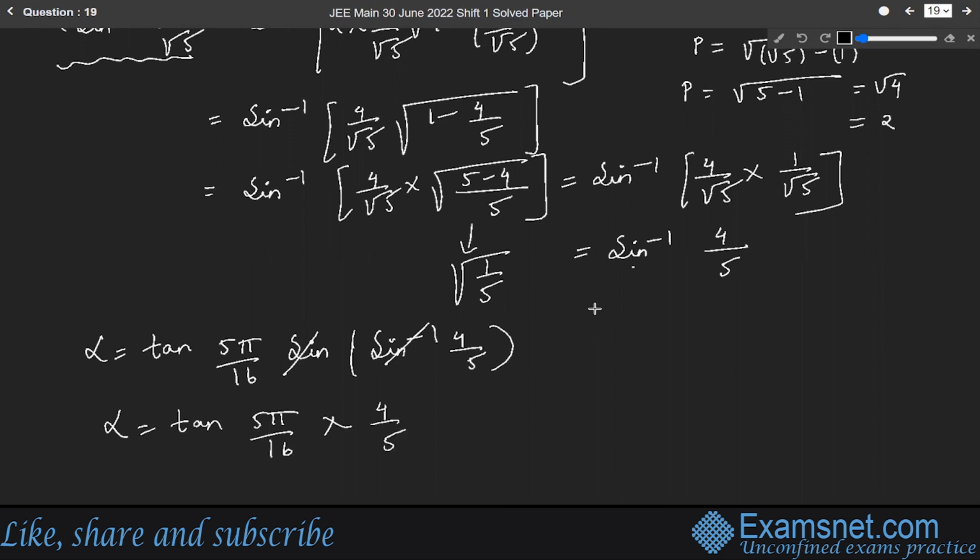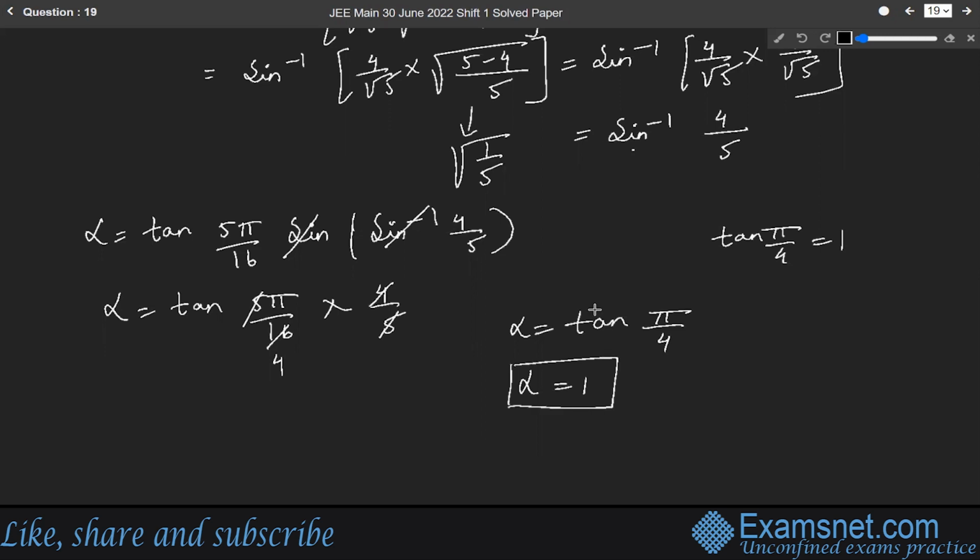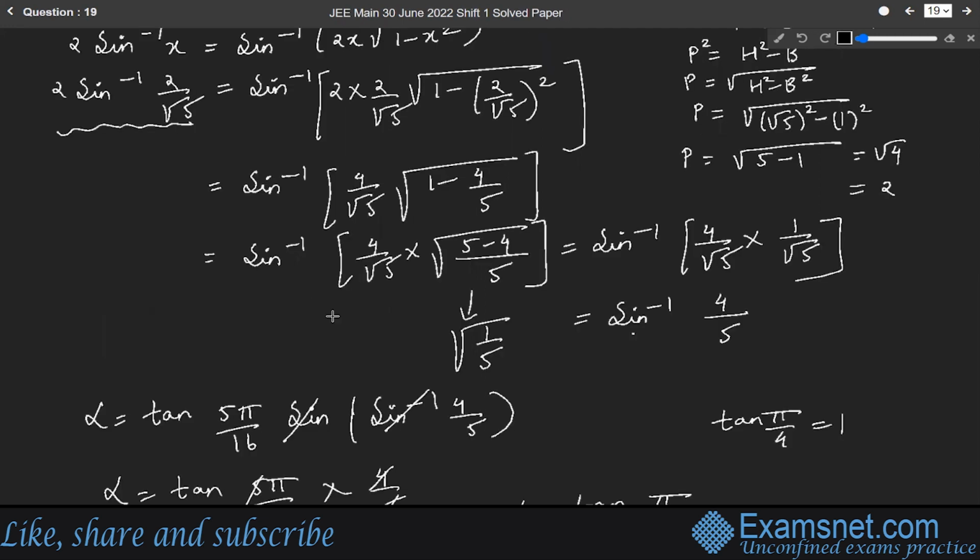See again, this 5 pi by 16 is given just to confuse you, right? Because this 5 and 5 will be cancelled and 4 and 16 will be cancelled. So the remaining term is alpha is equal to tan of pi by 4. Now what is tan of pi by 4? We know that tan of pi by 4 is equal to 1. So the value of alpha is 1. You can see that we have simplified the trigonometric expression and then we found the value of alpha, which is 1. Similarly, let us find the value of beta.